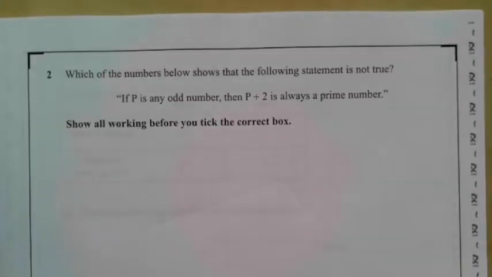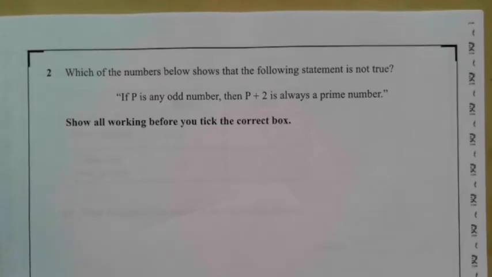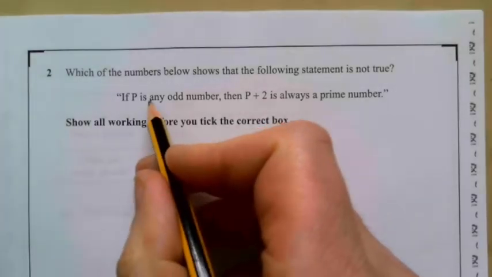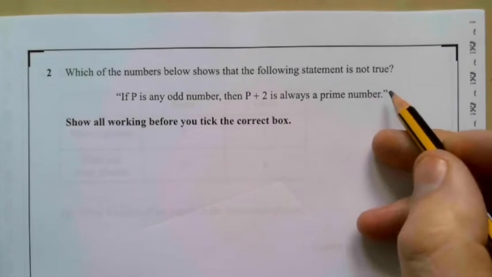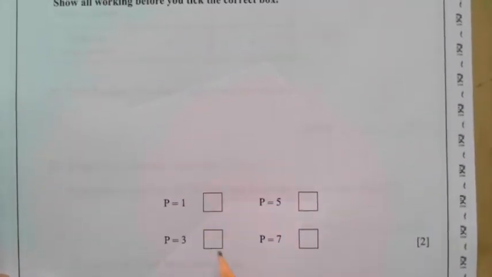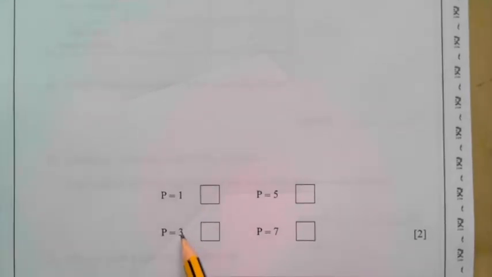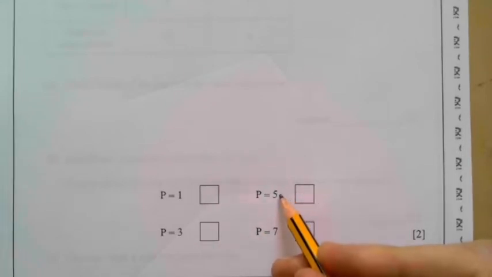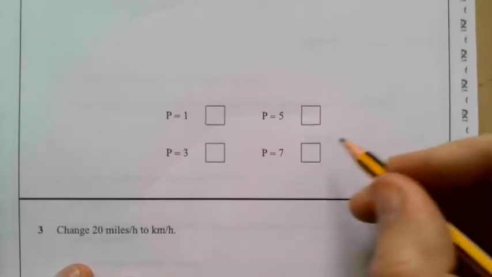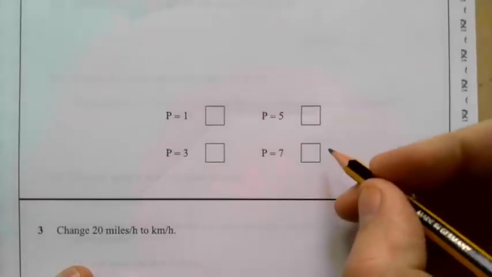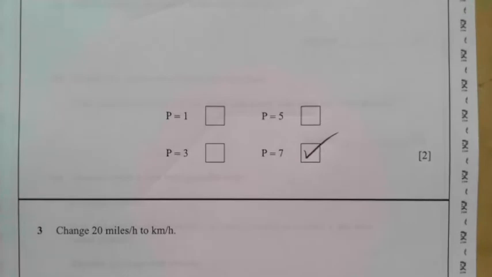Number 2, which of the numbers below shows that the following statement is not true? If p is any odd number, then p plus 2 is always a prime number. So here we have an odd number. Whenever we add 2 to it, it's 3, so it's a prime number, so it's not that one. 3, when we add 2 to it, is 5. This is a prime number. 5, when we add 2 to it, is 7, which is a prime number. 7, when we add 2 to it, gives us 9, which isn't a prime number, so that's our answer there.